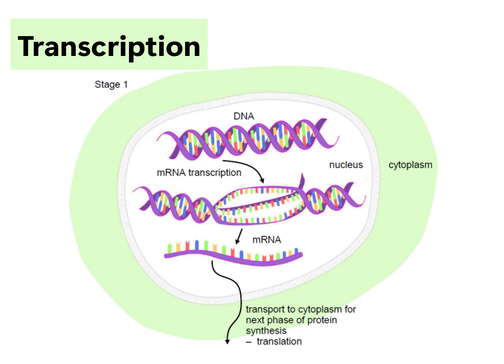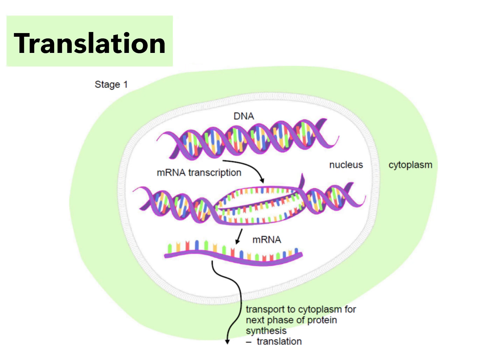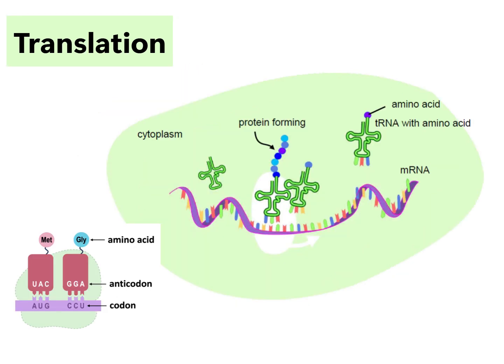Then we move on to translation, which utilizes the transfer RNA, the tRNA, in the cytoplasm, and it has three adjacent nitrogenous bases known as the anticodon. It's important to note the difference between the codon and the anticodon. Now, the anticodon is for the transfer RNA, while the codon is for the mRNA. Now, the mRNA's codon will be complementary to the tRNA's anticodon.